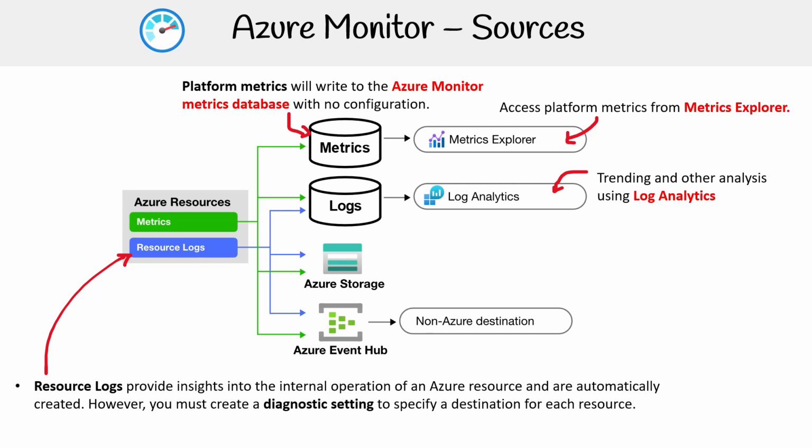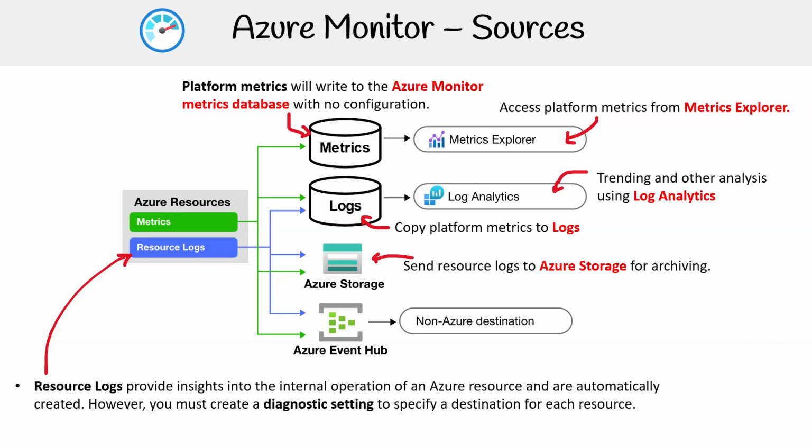For trending and other analyses, use Log Analytics. Copy platform metrics to logs. Send resource logs to Azure Storage for archiving. Stream metrics to other locations using event hubs.